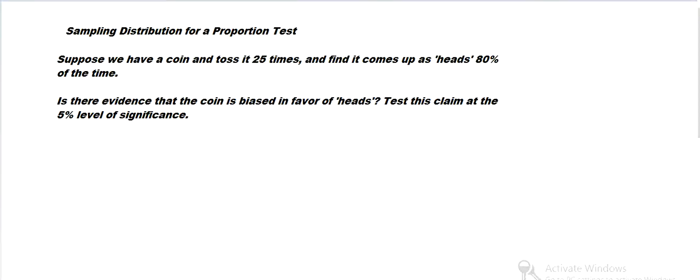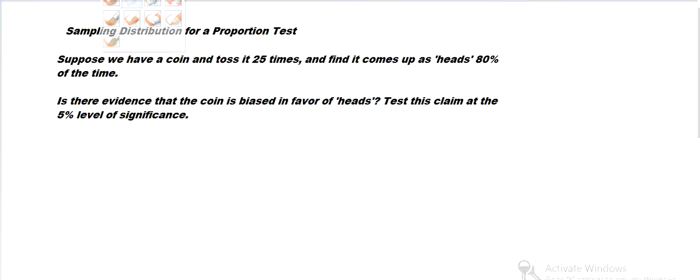Got a question from a student about sampling for a proportion test or sampling distribution. If we have a coin and we flip it 25 times and it comes up heads 18 times, can we conclude that this coin is biased? Is that significantly unlikely that we can conclude that it's not a fair coin? We want to test that at the 5% level of significance.